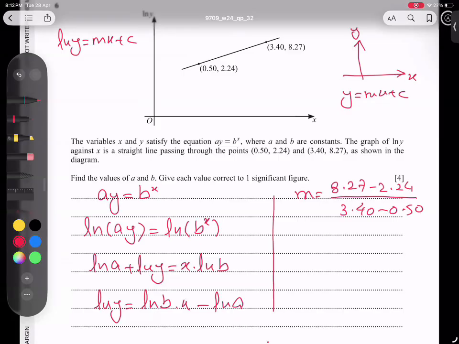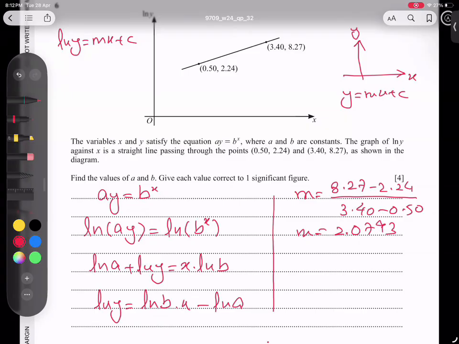Okay, so 8.27 minus 2.24, I'm dividing by 3.4 minus 0.5. The gradient is turning out to be, I'm getting here, we have to write the long value, okay, not very small. So the gradient is coming with me as 2.0793. Okay, this part is very clear.